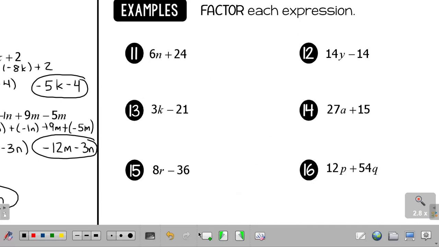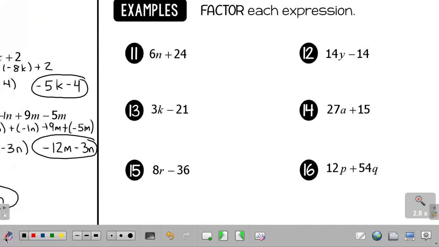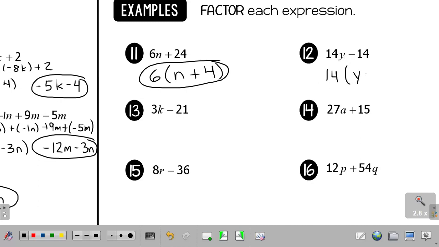So once again, same exact thing we've just been doing in the first part of this section. We just go through and factor our greatest common factor out. Greatest common factor here is 6. So when we factor that out, we're going to be left with n plus 4. So that's our factored version. Okay. 14y minus 14, greatest common factor there should be obvious at this point. That'd be 14. So when we take that out, we're going to have 1y minus 1.